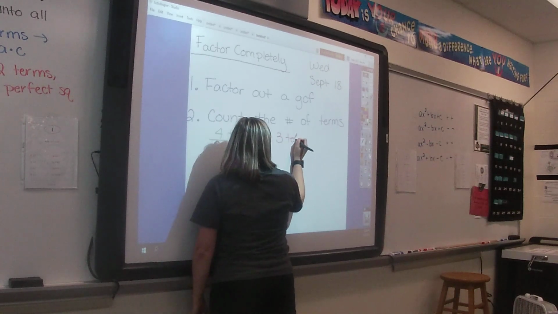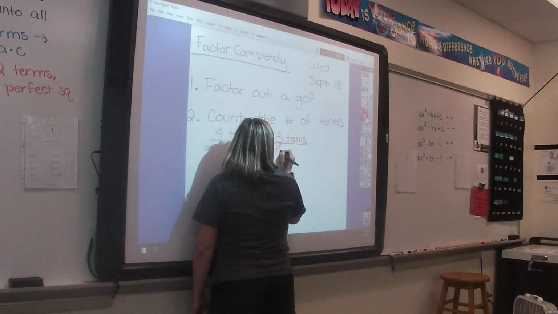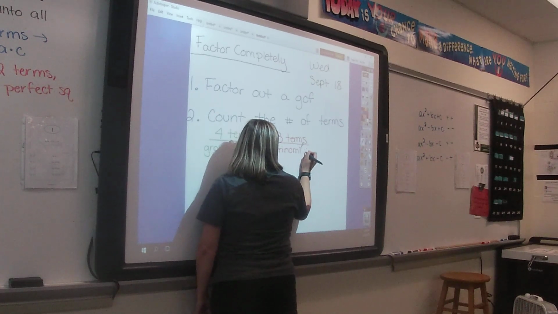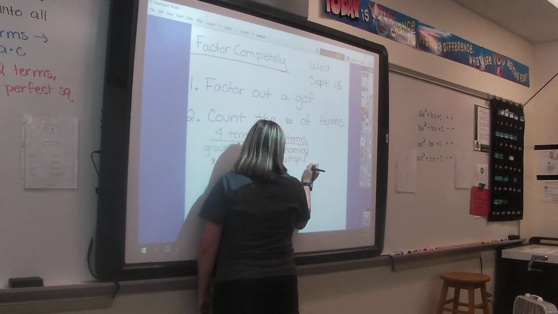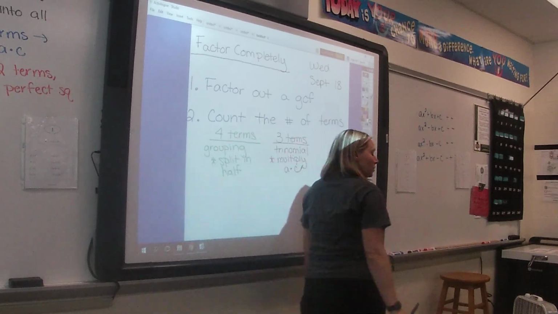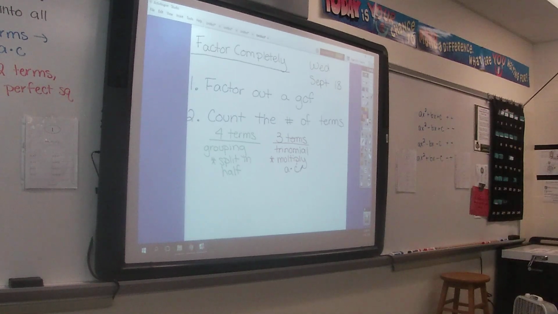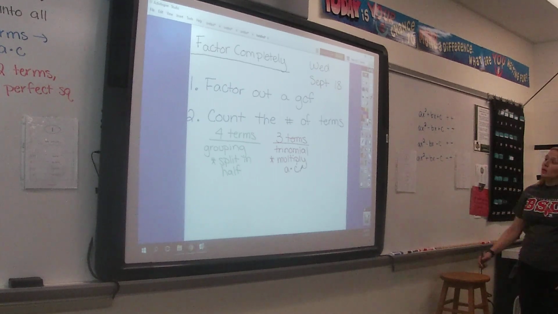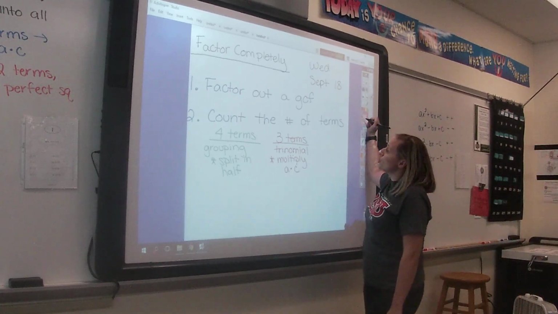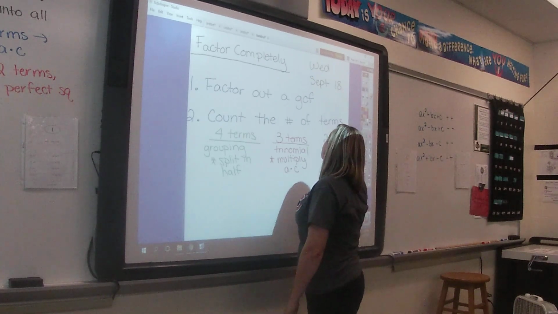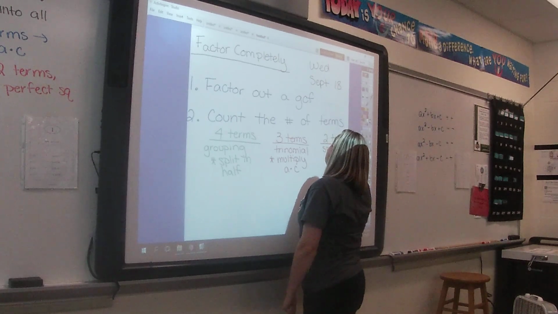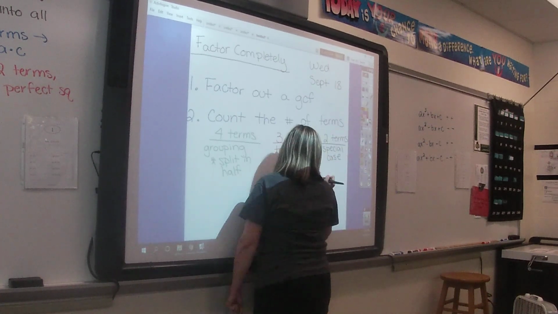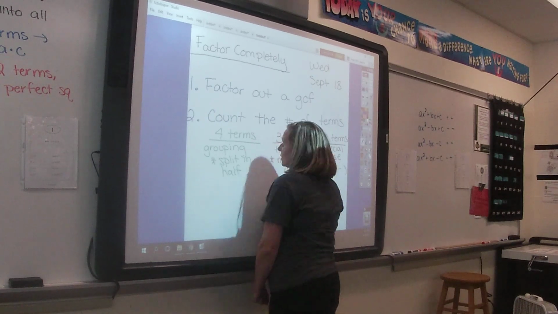If we count and there are 3 terms, we are going to factor it as a trinomial. And that's where we multiply A times C. If we count and there are 2 terms, then we are going to check for a special case. Right? And that's when we're going the route with the conjugates, one positive and one negative.